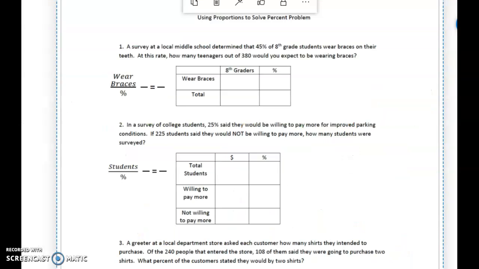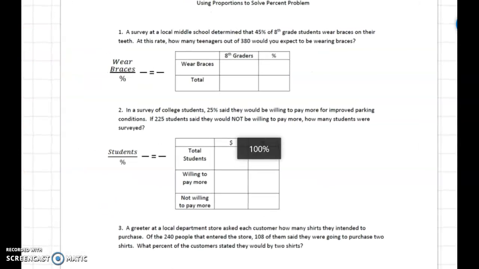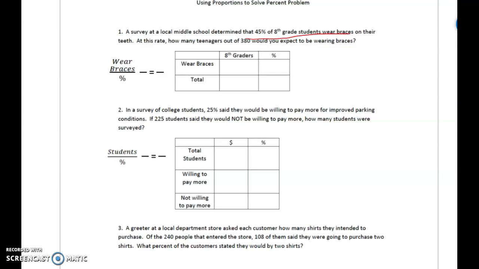So on this page, it says a survey of a local middle school determined 45% of the 8th graders wear braces. Again, pay attention to your units. At this rate, how many out of 380 would you expect to wear braces? So these are both saying wear braces. They've kind of already set this up nicely for you. We know that this is going to be 100. We know we have a percent, which is 45, and wear braces matches, so we have 380.